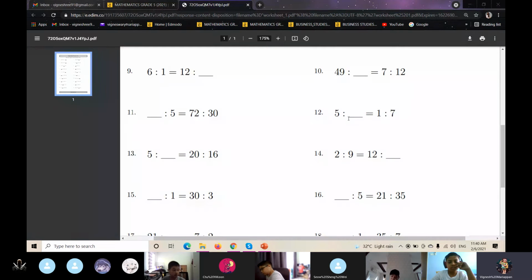Okay, good. 13. Just now, who tried? Shengan, right? No, Shengwei. Oh, sorry. Okay, you can try now. 4. How did you get it? 16 divided by 4. Very good. Because 20 divided by 4, you will get 5. So 16 divided by 4, you will get 4.